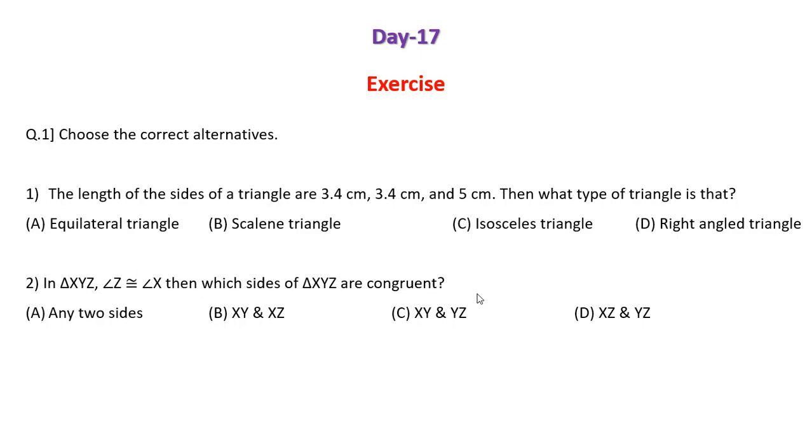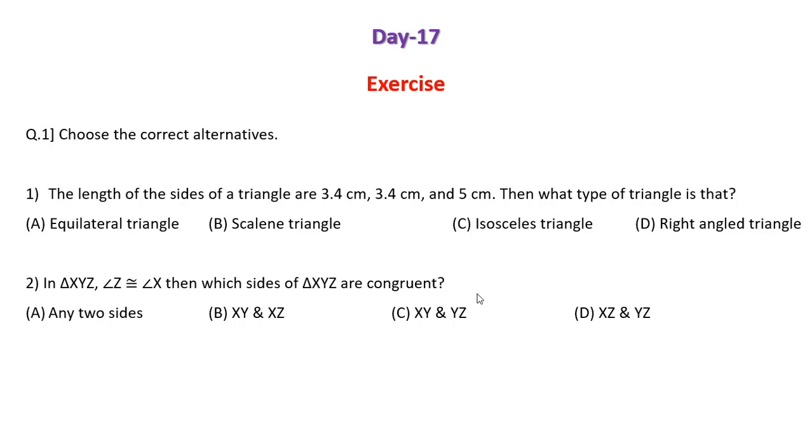Today we learn about types of triangle. We know when we take three non-collinear points and join them by segments, then we get a closed figure. It is called a triangle. A triangle has three vertices, three sides and three angles.